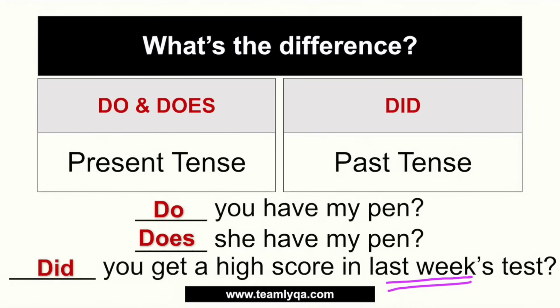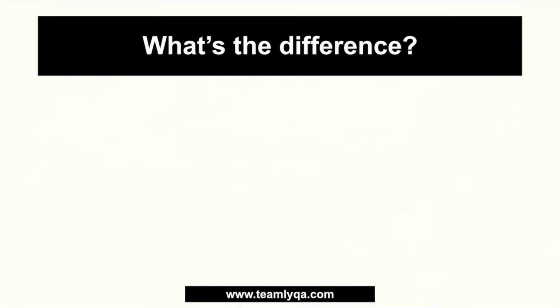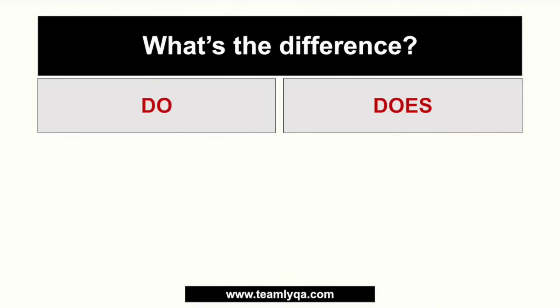Kasi hindi mo na pwede sabihin na, did you get a high score in last week's test right now? Kasi nga, tapos na yun. Okay? So, yun ang differentiation yan when it comes to the tenses. Now, the next question would be this. Kailan mo gagamitin yung do at saka does?